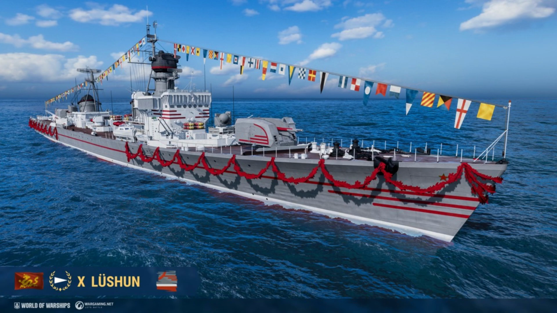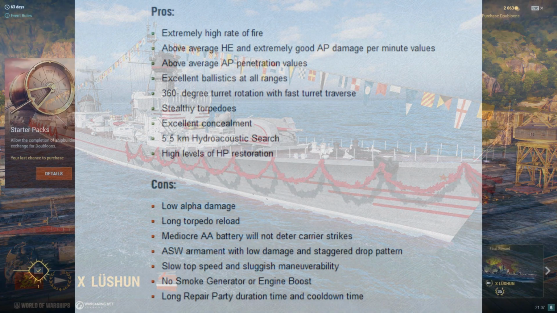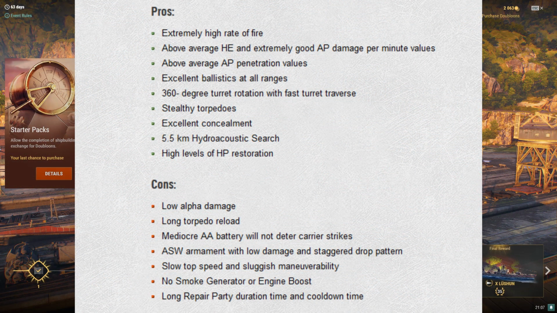Now, in terms of the pros and cons, the pros are the extremely high rate of fire, above average HE, and extremely good AP damage per minute salvos. I think compared to other tier 10 destroyers, Lüshun actually ranks really high on this. Above average AP penetration values, excellent ballistics at all ranges, so you have rather flat shell arcs and decent shell travel time. 360 degree turret rotation with fast turret traverse, so you get two turrets, one on the bow, one on the stern. Stealthy torpedoes, excellent concealment, a 5.5 hydroacoustic search, very similar to Lo Yang's 5.5 kilometer hydroacoustic search.